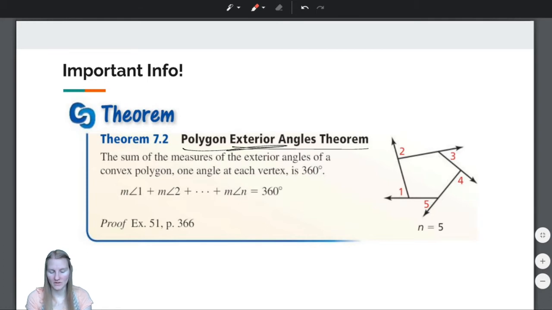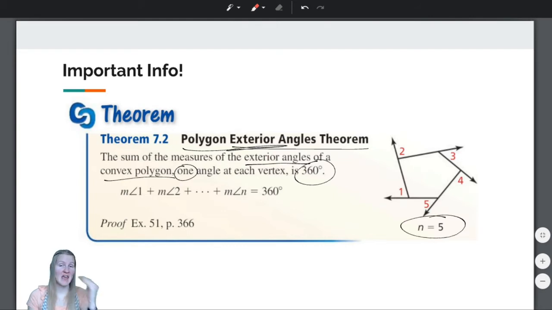So, this leads us to our next theorem, which is the polygon exterior angles theorem, which says the sum of the measures of the exterior angles of a convex polygon, 1 at each vertex, not both like we talked about, don't extend both sides and use both of these angles, 1 at each vertex is 360 degrees. So no matter what polygon it is, if it's a 5-gon, a 7-gon, a 13-gon, doesn't matter. If you add up all of the angles, you will get 360 degrees.